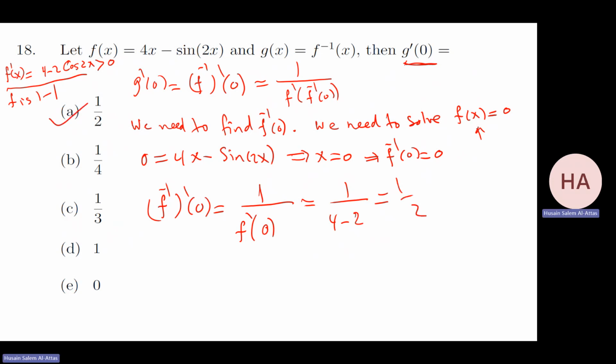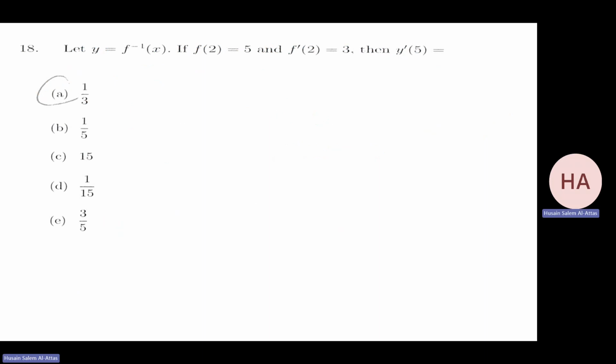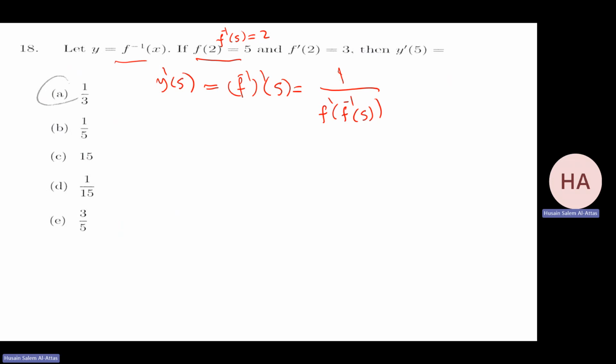Okay. Now these are easy or quick ones. y prime at 5. When we say f of 2 equals 5, that means f inverse at 5 equals 2, provided f inverse exists. So y prime will be f inverse prime at 5, and that will be 1 over f prime at f inverse of 5, which is 2. So I have 1 over f prime of 2, which is 1 over 3, which is this one.